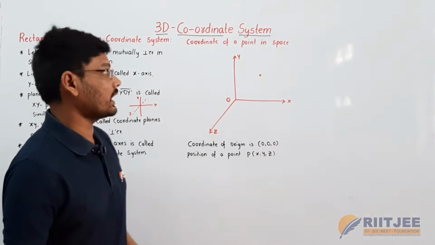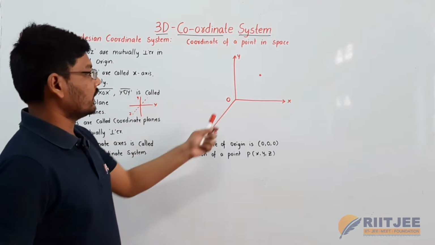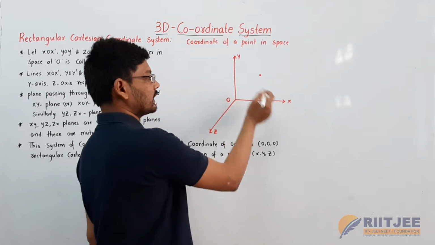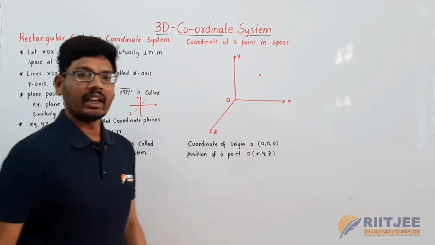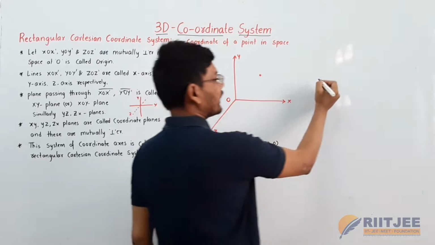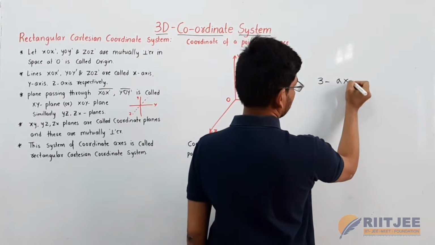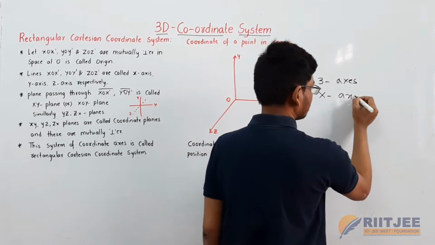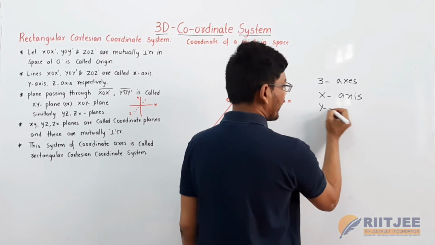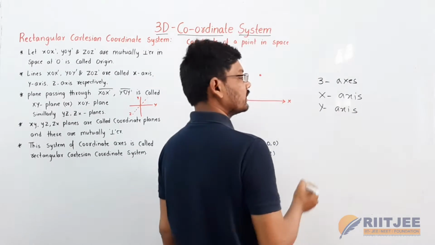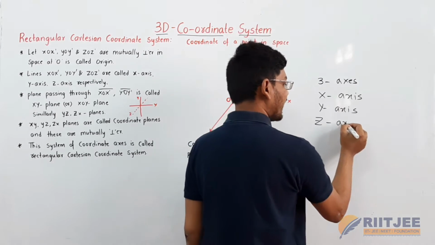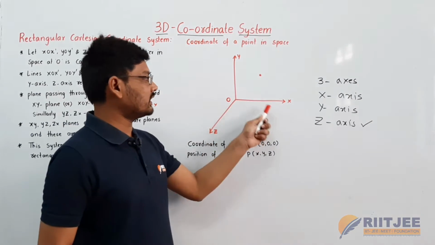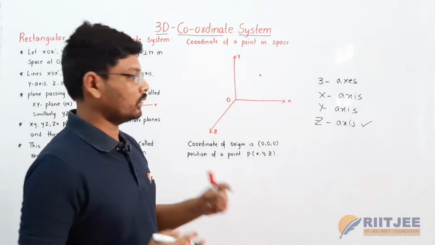Now we are going to discuss the 3D coordinate system. If you look at this diagram, it has 3 axes: the x axis, y axis and z axis. The first one is the x axis, the second is the y axis, and the third, the new one, is the z axis. The z axis is newly introduced here, and these 3 axes are perpendicular to each other.